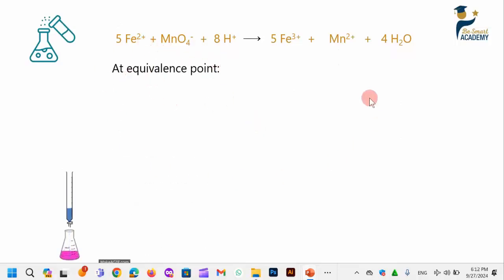Now, what about the calculation? At equivalence point. What is meant by equivalence point? The equivalence point is the point where both reactants, in this case Fe2 plus and MnO4 minus, react completely, 100%, reacting stoichiometrically. So at equivalence point, N of permanganate over 1 equals N of Fe2 plus over 5.